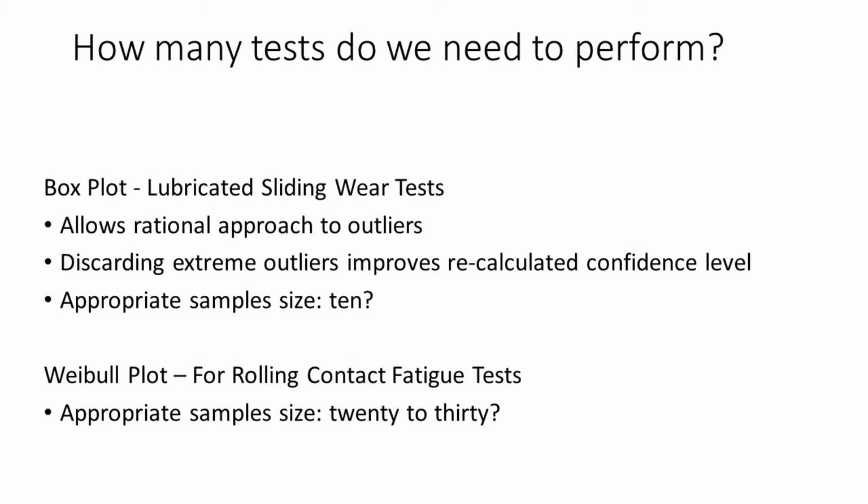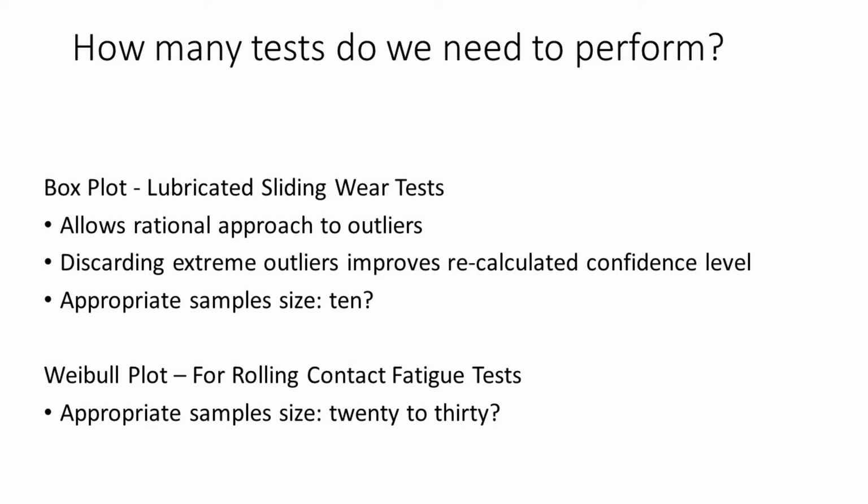A point beyond an inner fence is considered a mild outlier. A point beyond an outer fence is considered an extreme outlier. It will be apparent that if a decision is made to discard extreme outliers, there will be a corresponding improvement in the recalculated confidence level. A sensible sample size for box plots, which is an appropriate method to apply to lubricated sliding wear tests, is perhaps 10 repeat tests. In practice, many experimental tribologists hope to get away with just 3 repeat tests.